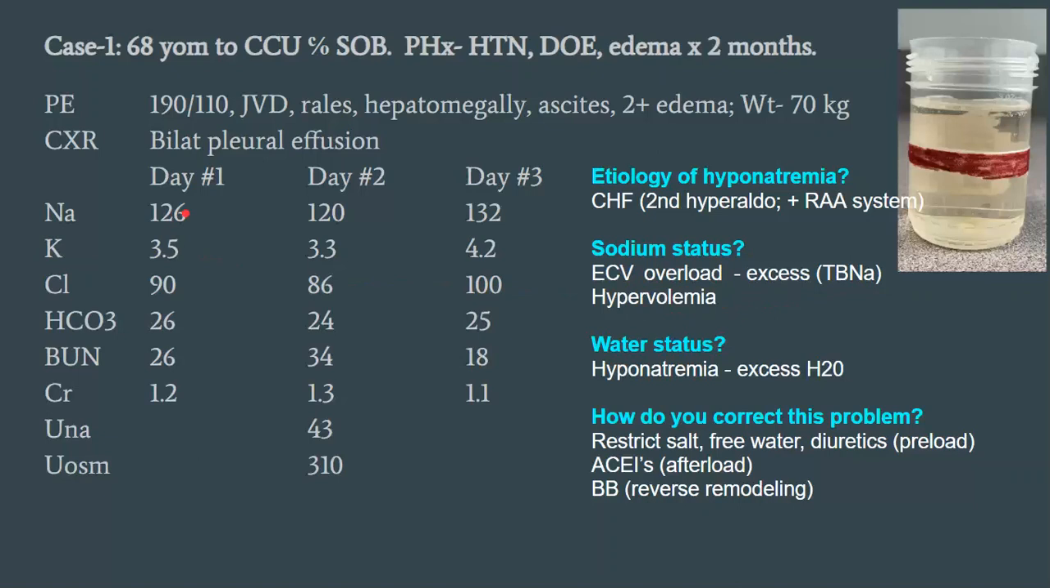How do you correct this problem? First you restrict salt, because salt is the problem. You restrict free water. You've got too much free water here. And once you do that, then you begin to diurese this down. And as you diurese this down and you restrict free water, which is a primary problem here, this number will start going up. And then you treat the primary problem. Say if it was congestive heart failure, you would use ACE inhibitors for afterload and beta blockers for reverse remodeling. So this is how you would correct this kind of problem.